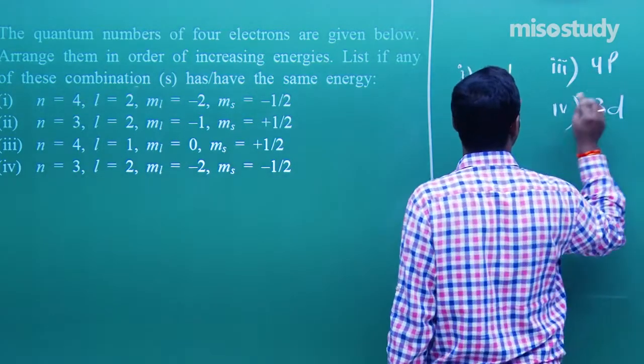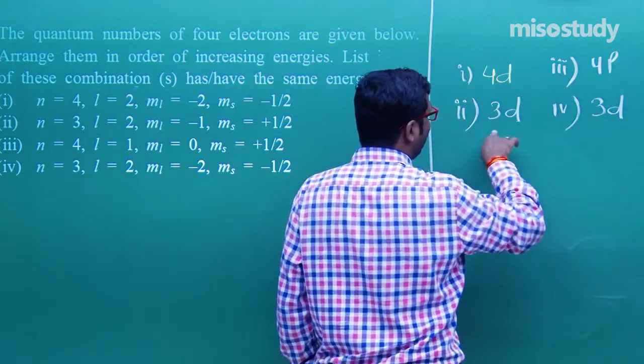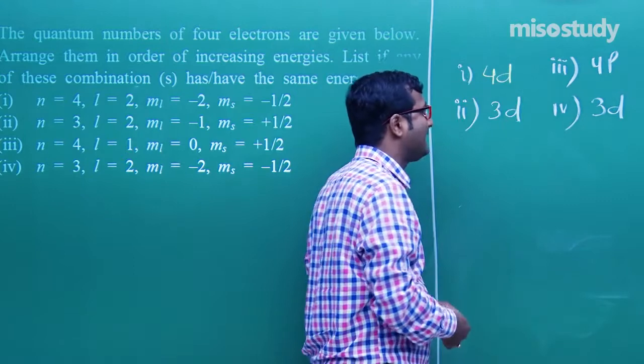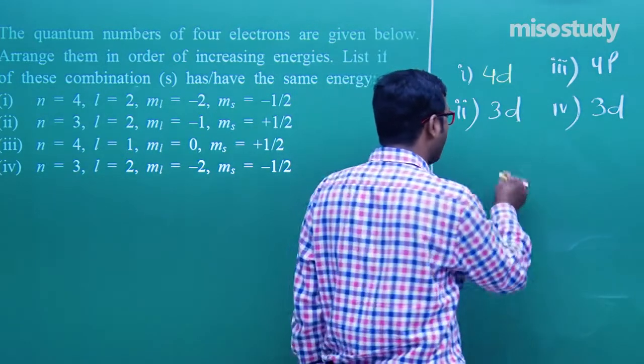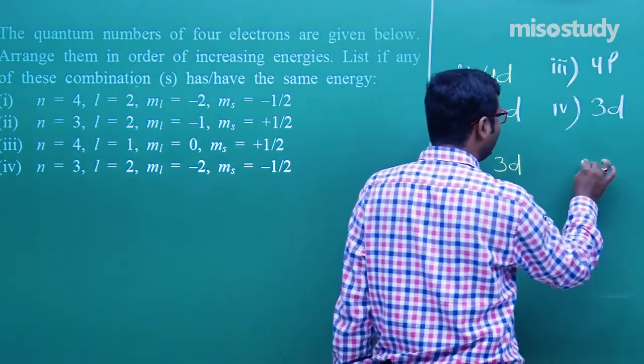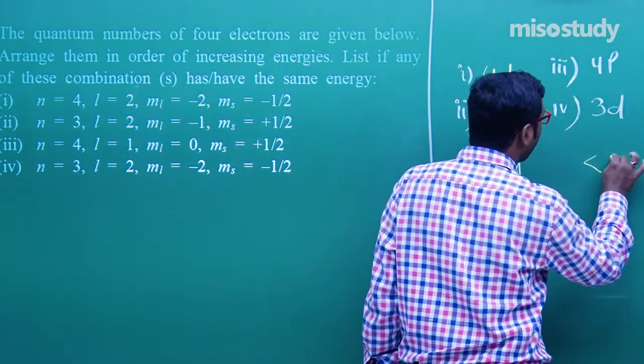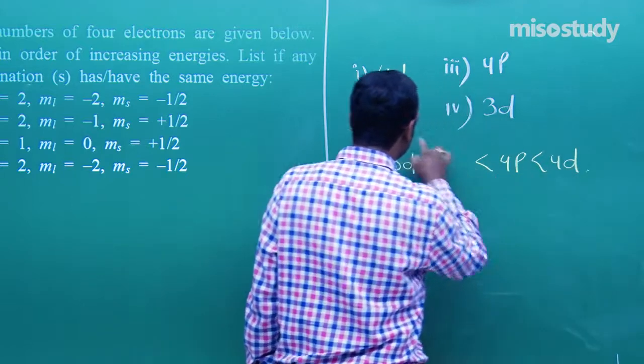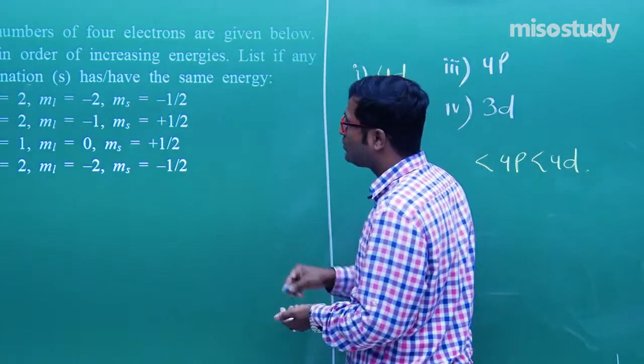Now check it out. First of all, check the similar ones. As we know, which one has the lesser value of n plus l? That is 3d. First comes 3d. Then comes 4p, and finally we get 4d. Now here are two 3d. Now how to compare them?